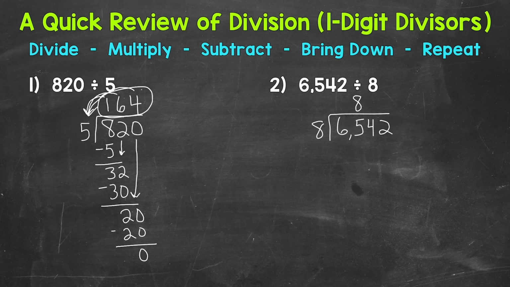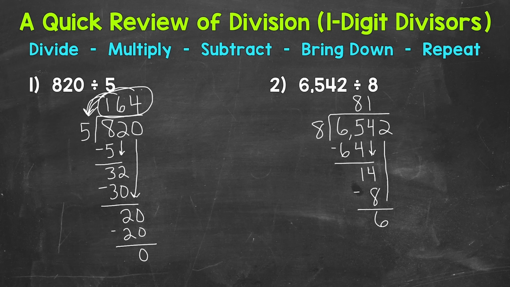Now we multiply. I'm going to do this without drawing the arrows for number 2 here. So we have 8 times 8 is 64. Subtract. 65 minus 64 is 1. Then we bring down the 4. And we have 14. So we repeat. We have 14 divided by 8. How many whole groups of 8 are in 14? Well, 1. Then we multiply. 1 times 8 is 8. Subtract. 14 minus 8 is 6.